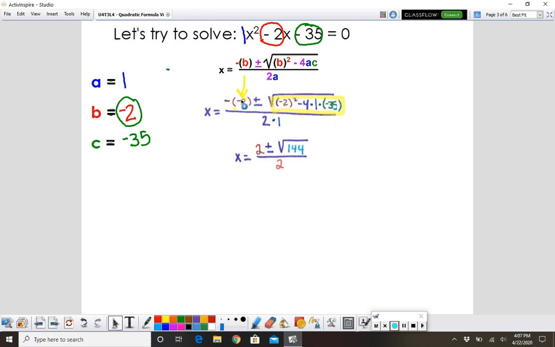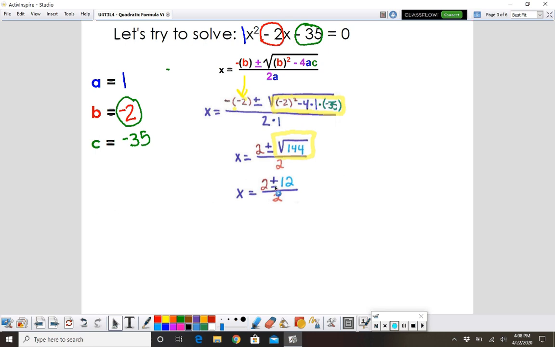Okay, I simplified: negative negative 2 becomes a positive 2, plus or minus. We still have our square root symbol, but all this information that's down here becomes 144. And then 2 times 1 is 2. So we have 2 plus or minus the square root of 144 divided by 2. Okay, next step, we're going to now take this square root of 144. So you're going to do the square root of 144, and we're going to find that that's 12.